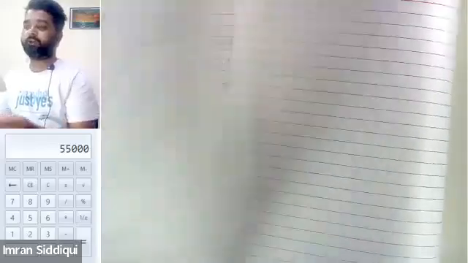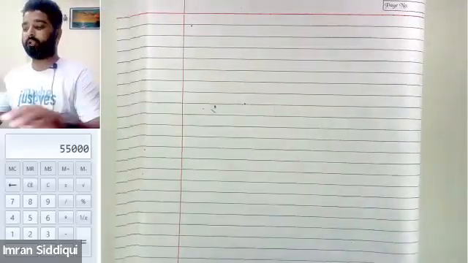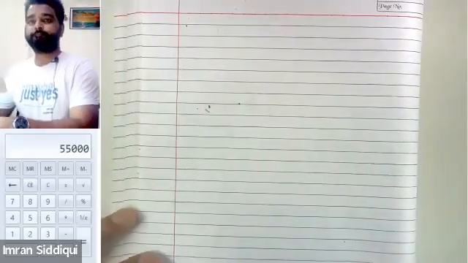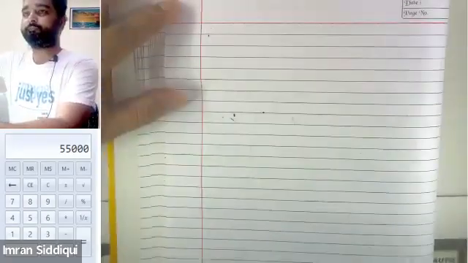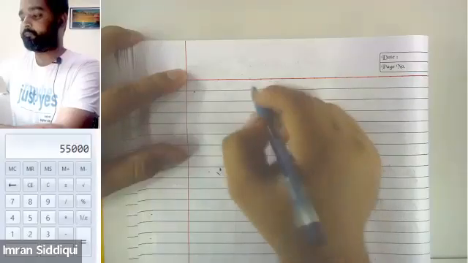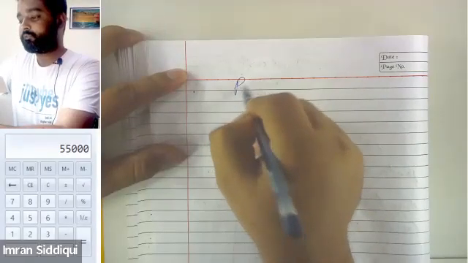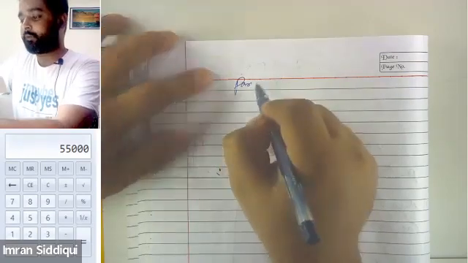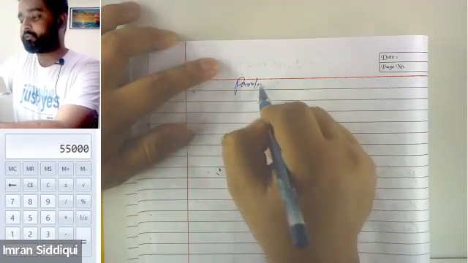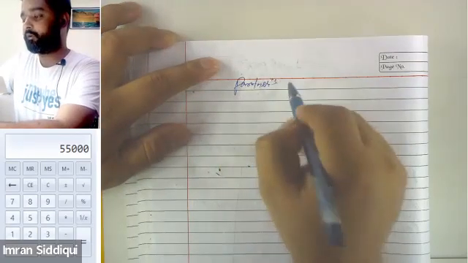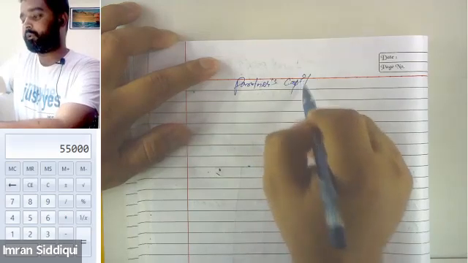So now I'm continuing with the partners' current and capital account. First of all, I'll be making the partners' capital account.